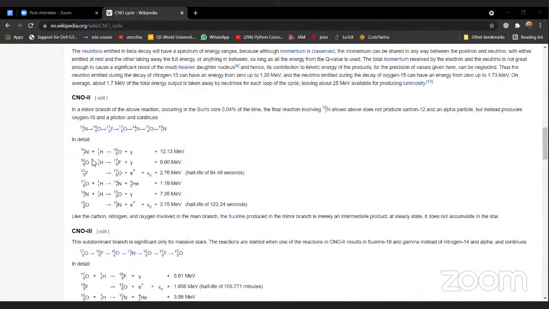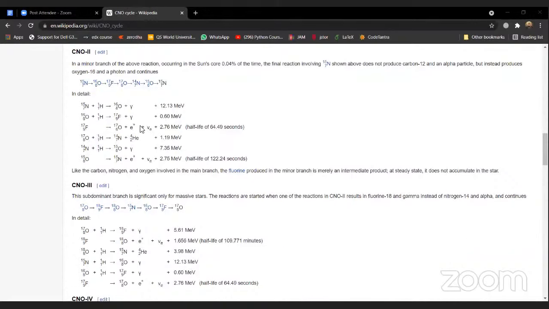You have nitrogen here that captures a proton, it releases a gamma ray and oxygen, and similarly again it captures a proton to release fluorine and a gamma ray. Now this fluorine undergoes a beta decay to release an electron and an electron neutrino and oxygen. And now in the next step, we get a helium here. So this oxygen will capture this proton and it will form a helium.